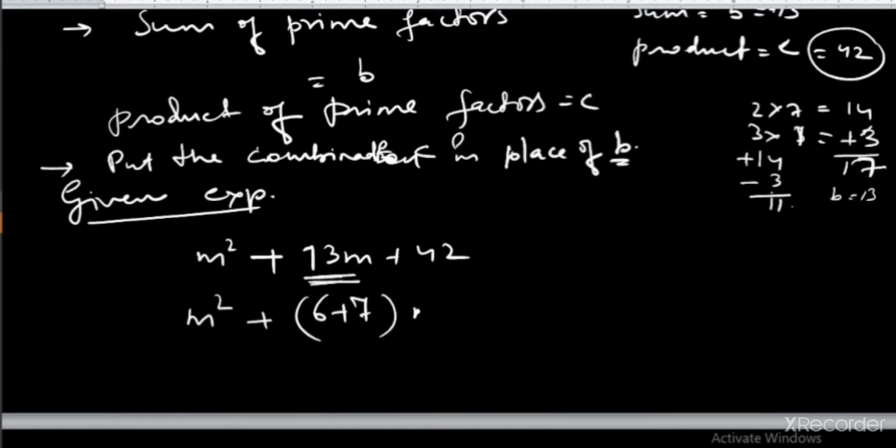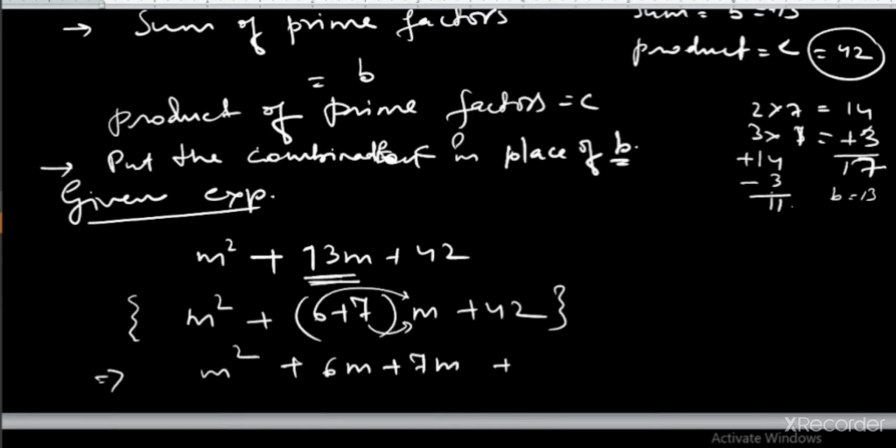This is m plus 42. Actually, this is not required to be written in this way. We directly write, after opening the bracket. How to write? Let's see. We just can write like this: m square plus, simply you write 6m. When this is multiplied, you will get 6m, and when this is multiplied with this, you will get 7m. So instead of writing 13m, we just split it. 13m is split here. You will write 6m plus 7m, and this C is to be noted down as such. There is no change in this third term.